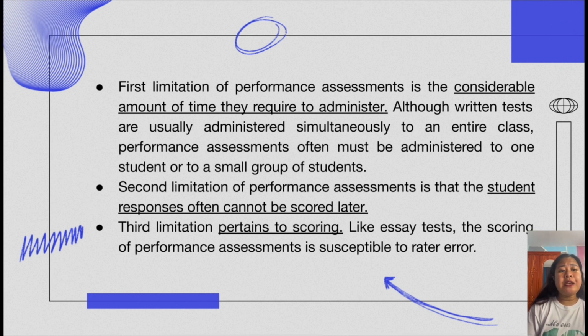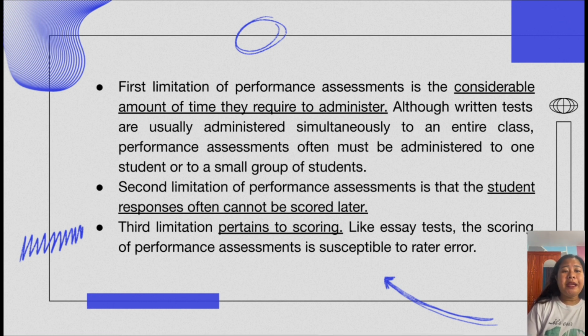Particularly when a process rather than a product is being assessed, the observer has to score or record events as they happen. If a pertinent behavior goes unobserved, it goes unmeasured. And the third limitation pertains to scoring.